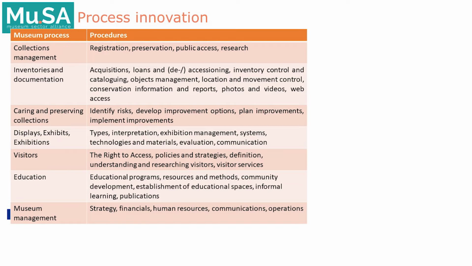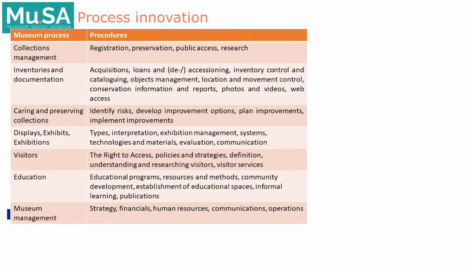As stated earlier, process innovation can be defined as the new or significantly improved production or delivery method. This includes significant changes in techniques, equipment, and/or software. Here we present the main museum processes and procedures where somebody could try to improve or reinvent through innovations. These processes emerge from the study of ICOM on running museums.